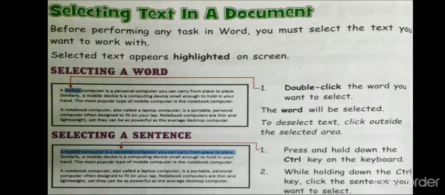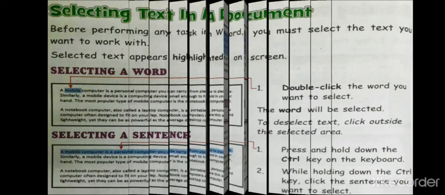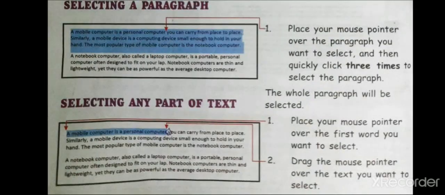Now selecting a sentence. To select a full sentence, one single sentence, we will press and hold down the control key and click on the sentence we want to select. That sentence will be selected. Now selecting one paragraph, we will quickly click 3 times on that paragraph. Selecting any part of text, we will place the mouse pointer over the first word we want to select and drag till the end of the text.